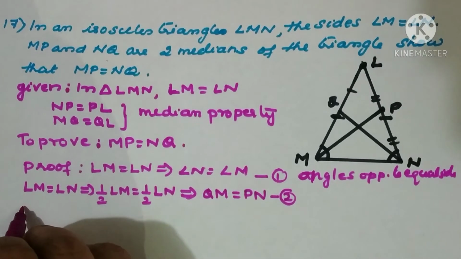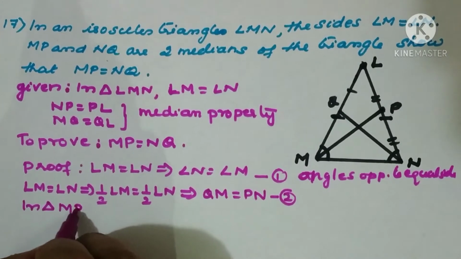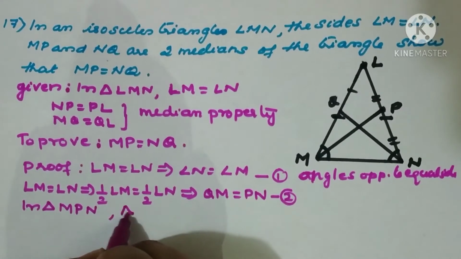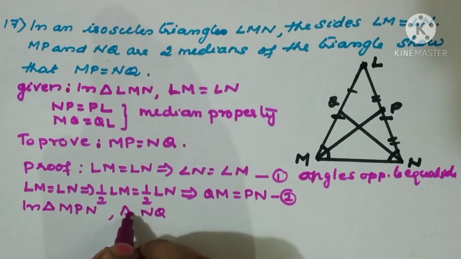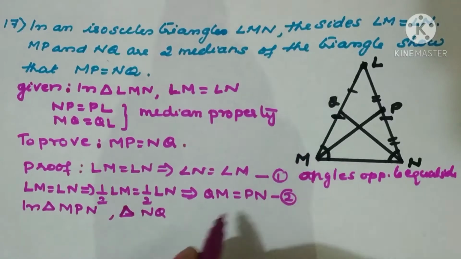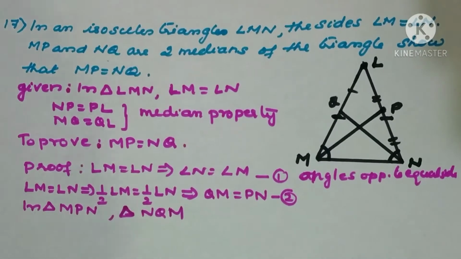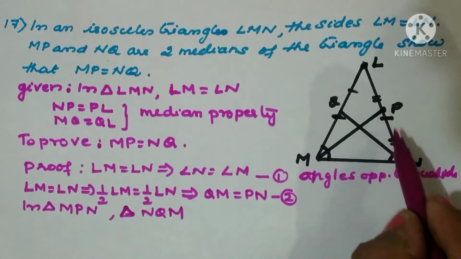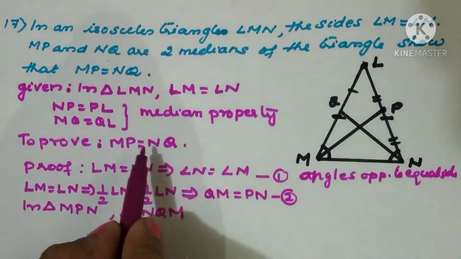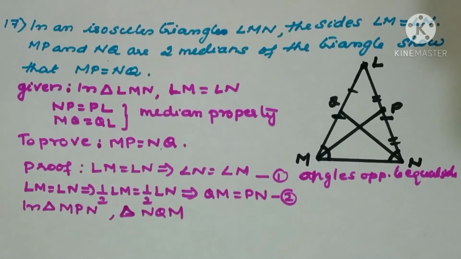Now we can go for the triangles. In triangle MPN and triangle NQM. NQ is one of the sides, so we are taking NQM. So we need MP and NQ. With MP as one of the sides, we are making the triangle MPN, and with NQ as one of the sides, we are completing the triangle NQM.